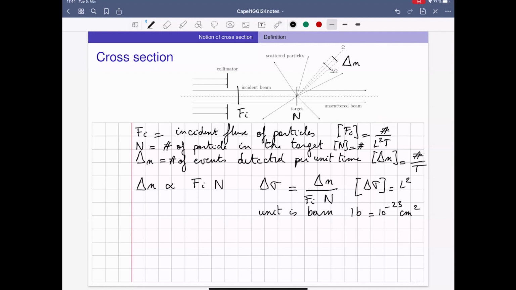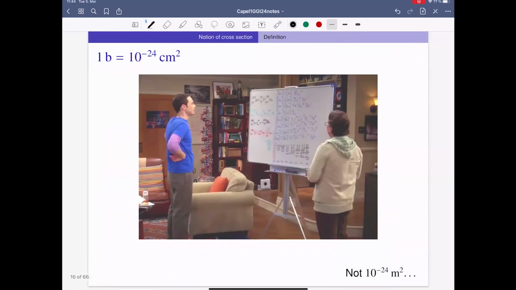It's a weird unit. And so by contract, we are all obliged to cite at least one time the Big Bang Theory. Here is Sheldon Cooper when, I don't remember in which season, but at one point he devised a nuclear reaction to produce a super heavy element. He forgets that the barn is not 10 to the minus 24 square centimeters, but he thinks that it's 10 to the minus 24 square meters. And then his reaction cross sections at the end are wrong. But the super heavy element is found anyway, so I don't really understand how the guy did.